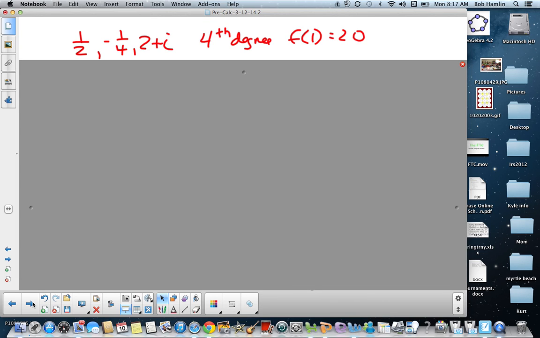Now, the last example I'm going to have right now is a fourth degree polynomial. My zeros are 1/2, -1/4, and 2 plus i. It's a fourth degree polynomial, and f of 1 has to equal 20. Now, I want you to try and work through this, maybe help each other out, to see what you think the function f of x is going to equal in this scenario.